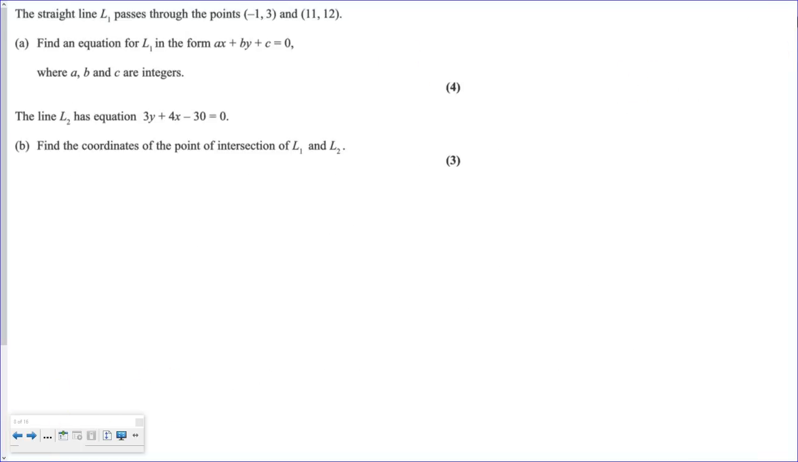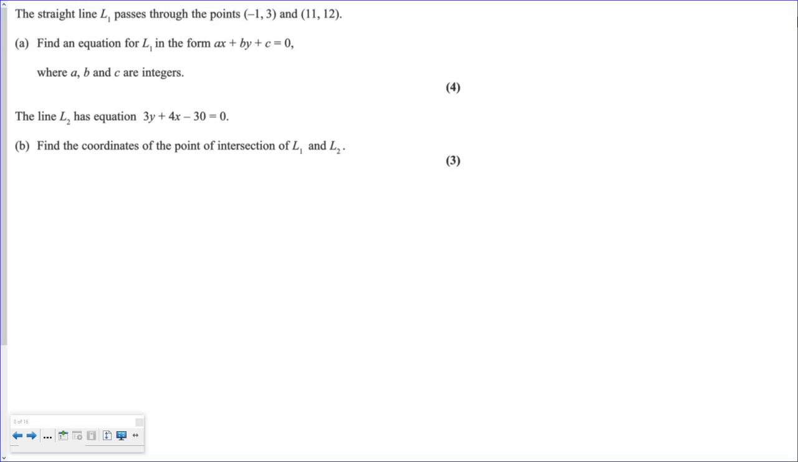Okay, a bit of coordinate geometry now. So we've got a straight line L1 that passes through the points minus 1, 3 and 11, 12. And we're going to find an equation for L in the form ax plus by plus c equals 0, where a, b and c all need to be integers. Now I think a lot of people did make quite a good start on this question. Generally this actually was one of the better answered questions on the assessment, which was pleasing.